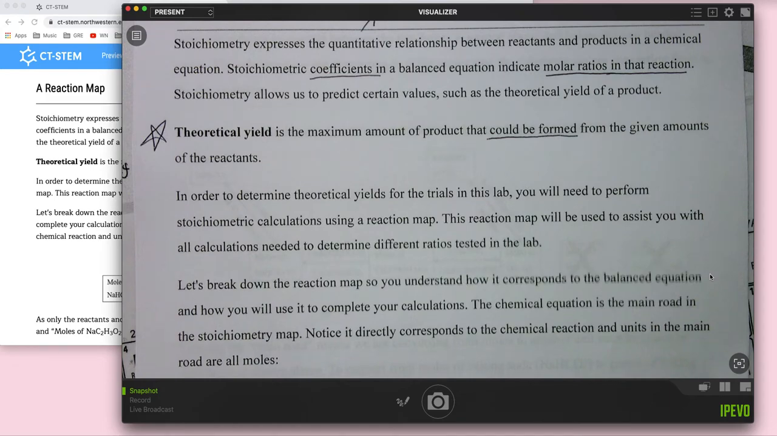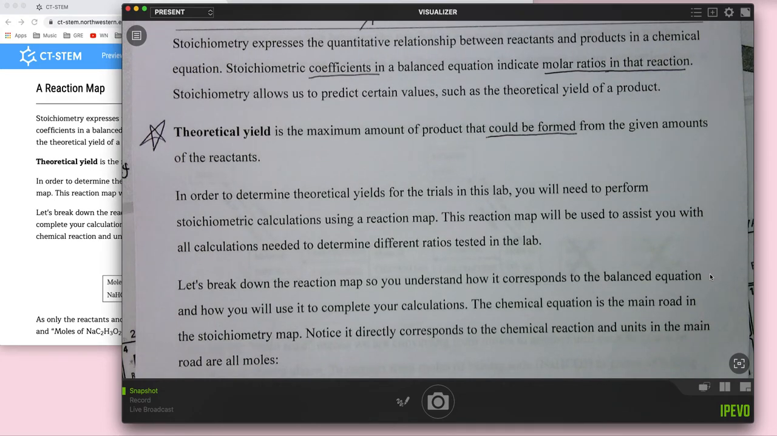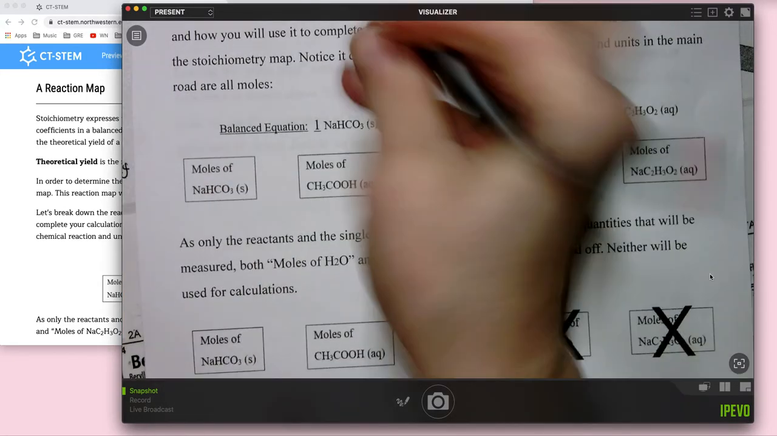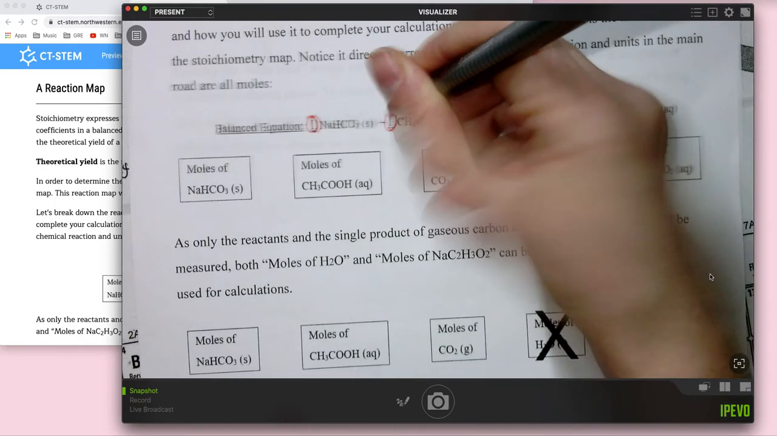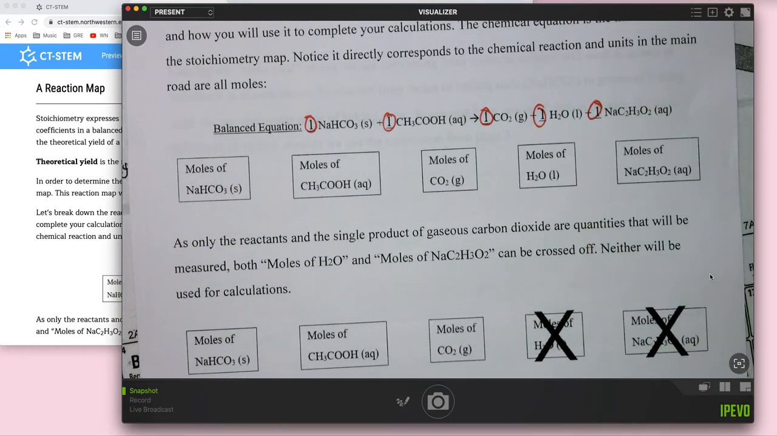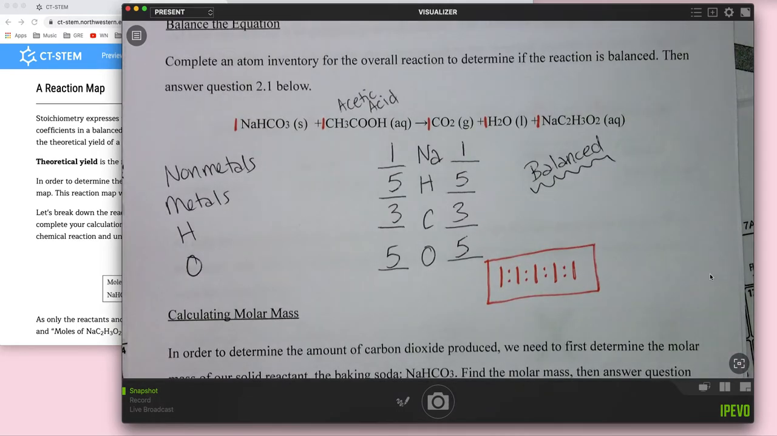map for this. Okay, so the next page is just to break down how to use a reaction map, and then we're going to actually practice some. So here we have our balanced equation, and you'll notice that we have our coefficients up front, and we balanced this already in a previous video. Remember we balanced this before.